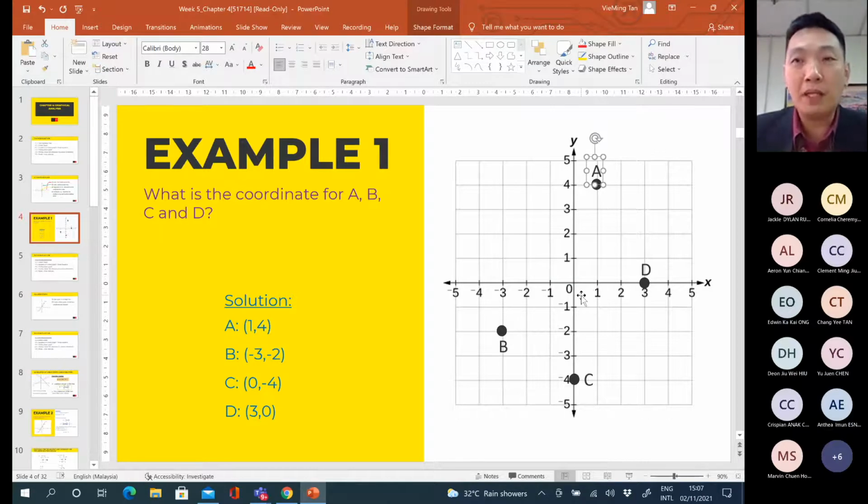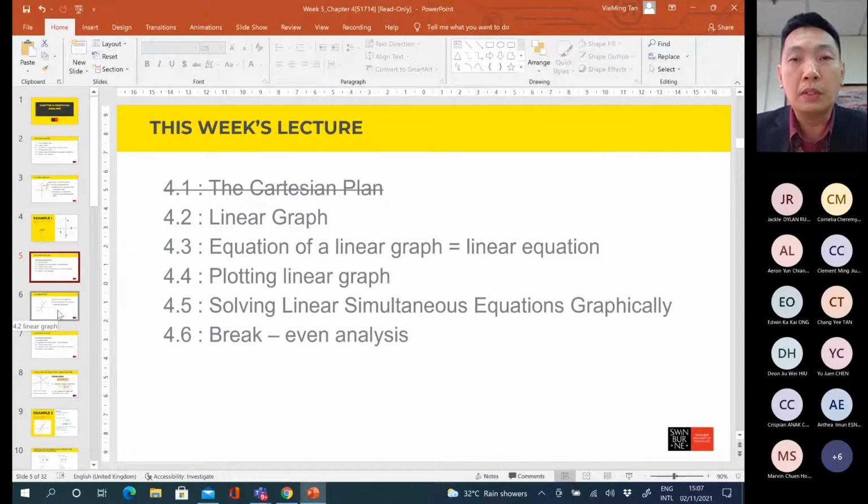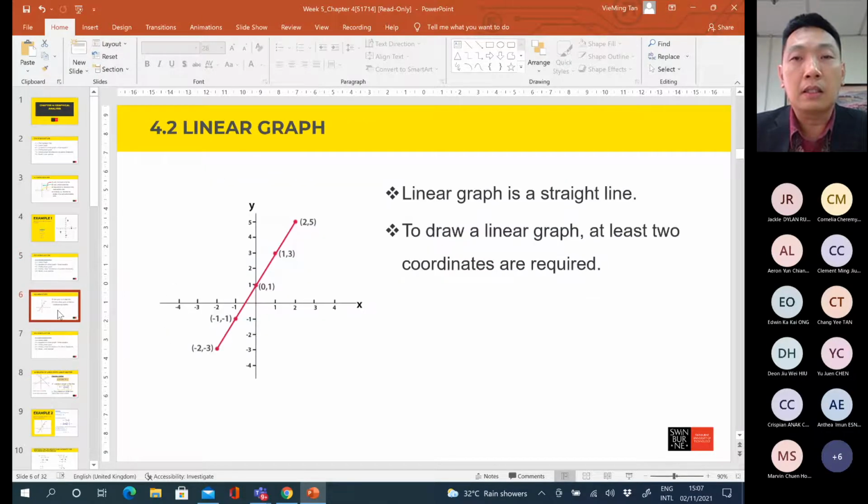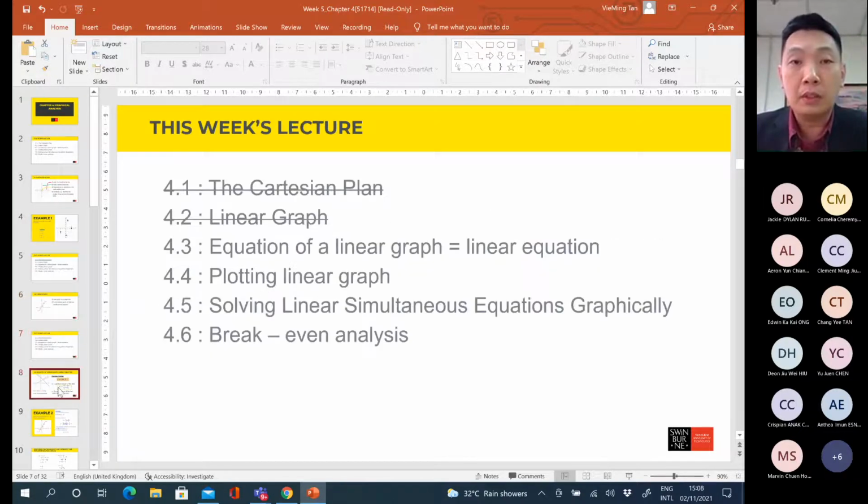So I think you should be familiar with this Cartesian plane, right? You already learned this maybe in Form 3. All right, so now how are we going to draw a straight line, or a linear line, on this Cartesian graph? A linear line means it's a straight line. So in order to draw a straight line, you need at least 2 points. We need to identify at least 2 coordinates that are passed through by this linear line. We need to know the 2 coordinates first.